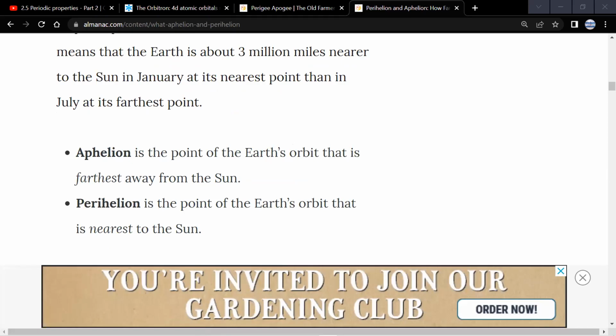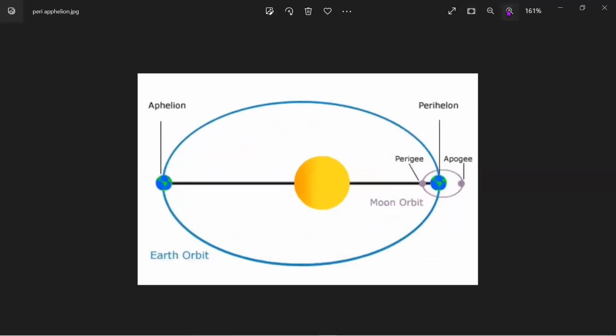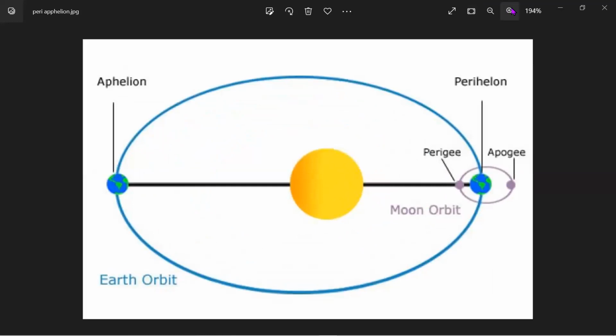Can you see the figure? Yes. Now here, all the 4 are there. The definitions are like this: you take any celestial body and its distance from the sun. The farthest distance would be called aphelion and the closest distance would be called perihelion. Are we okay about this? So the farthest is aphelion and the closest is perihelion.